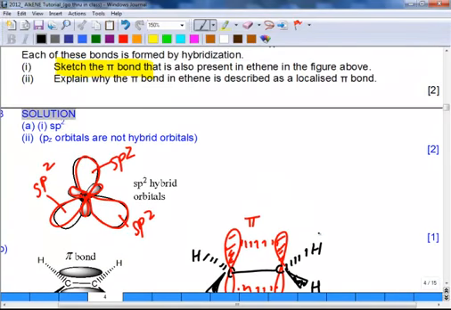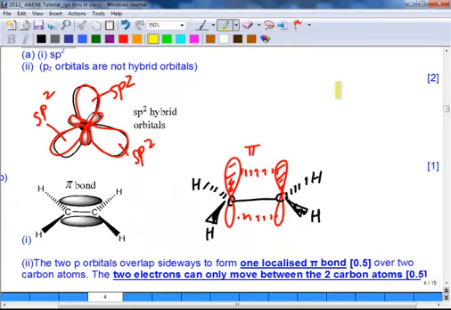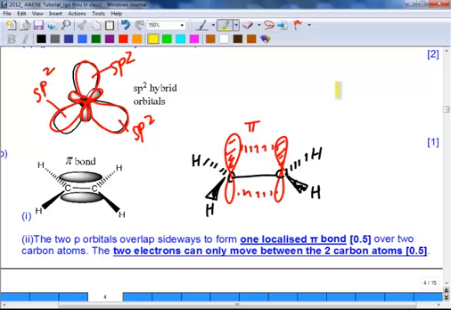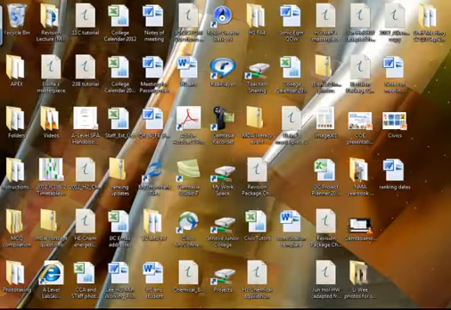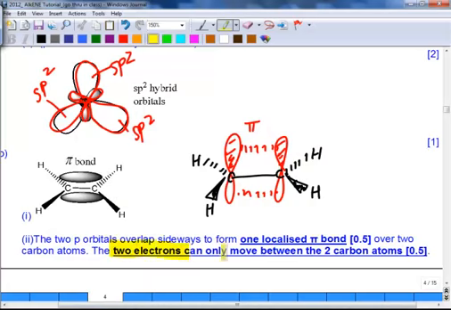The question asks you to explain why the pi bond is a localized pi bond. Anybody can explain why it's localized, meaning? Localized meaning what? Fixed. So you fix. And over here, when we talk about localized, it is the 2 electrons. The 2 electrons can only move between the 2 carbon atoms. So it's meant by localized.